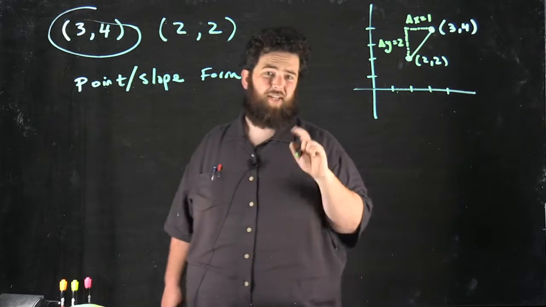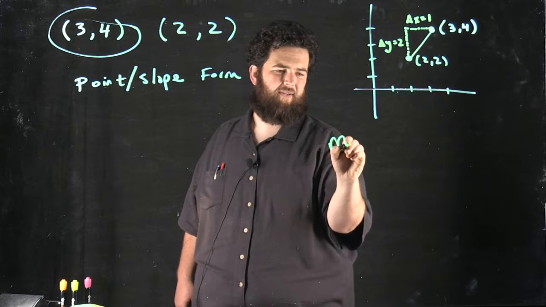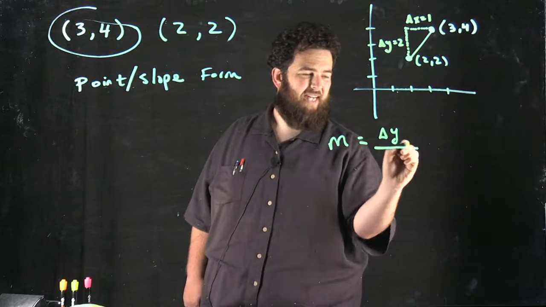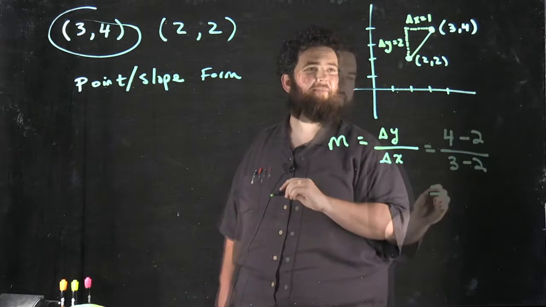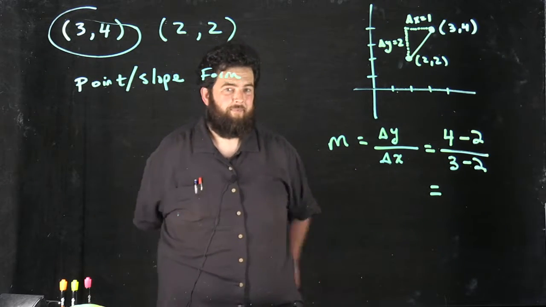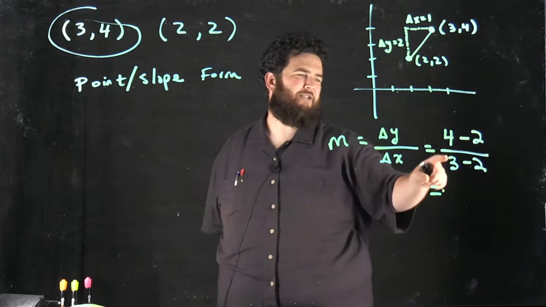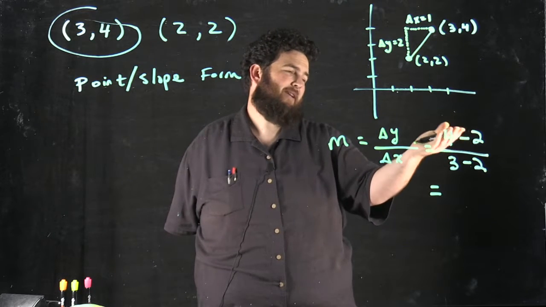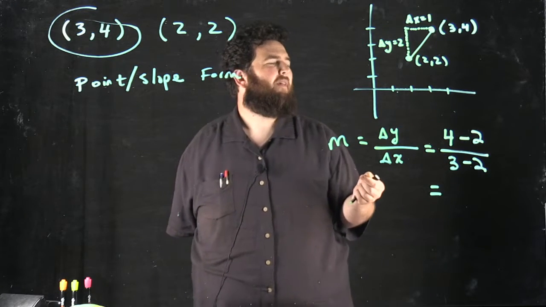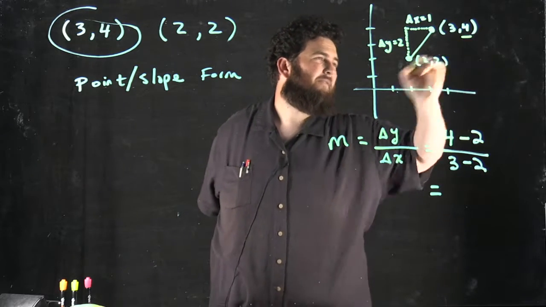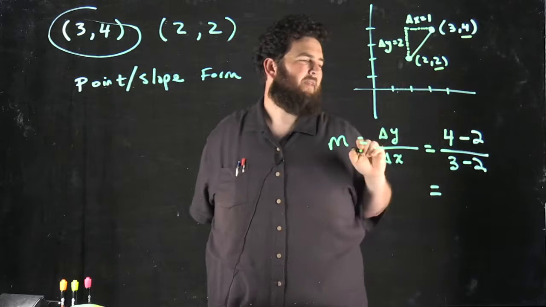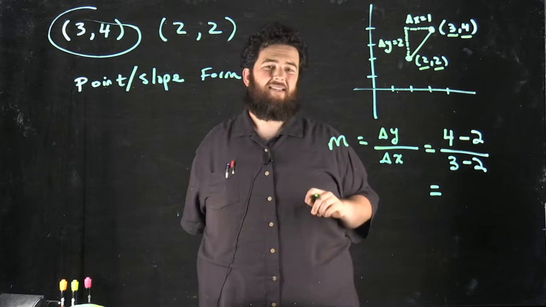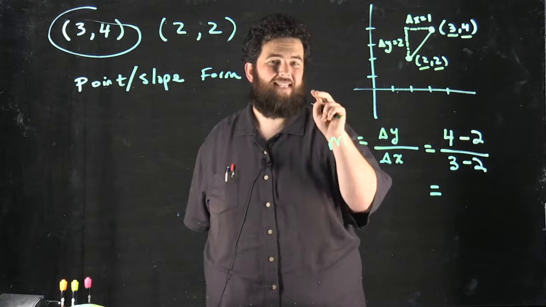Now, the slope of the line, m, is going to be how much we change the y divided by how much we change the x. You may be asking yourself, why did I choose 4 first, right? Why did I do that one first? Well, I took the y from this and subtracted the y from this. And then I took the x from this one and subtracted the x from this one. The thing is, it doesn't matter which order you do it in, but you have to stay consistent.